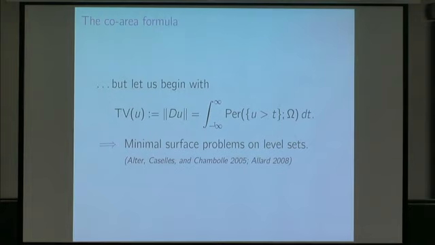But let's start with regularisers from a time even long before TGV. It's just basic total variation. The basic total variation is very nice because it has a so-called co-area formula. So you can actually represent the total variation as an integral over the perimeter lengths of all level sets. And you can analyze many things about total variation through the level sets, through the perimeters. And actually, total variation denoising problems turn out to be minimal surface problems on the level sets.